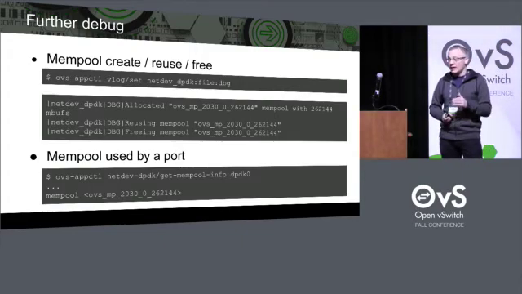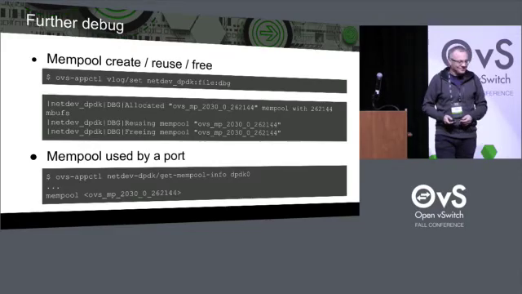So if you run SOS report, you'll get a list of all the ports and what mempools they're using. There's kind of a code to the name of the mempool. So OVS mempool 2030 was the buffer size, 0 is the NUMA node, and then 262,144 is 256K, the amount of buffers in the mempool. And that's it.